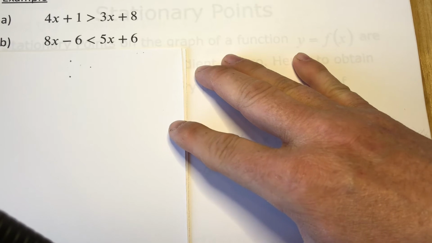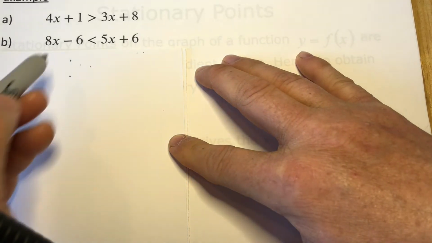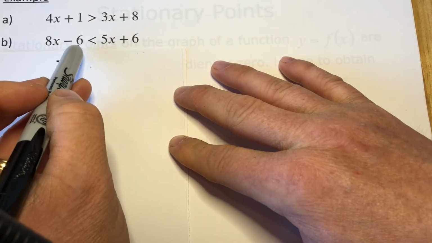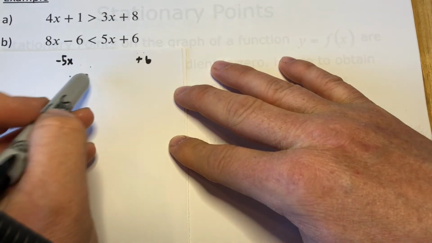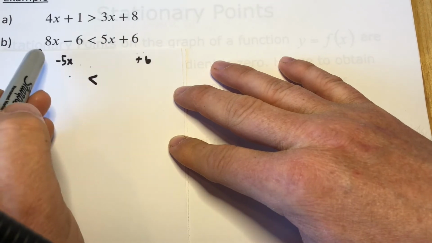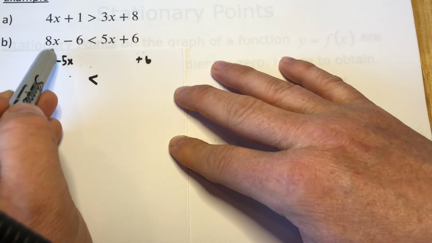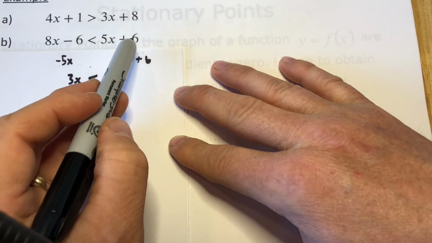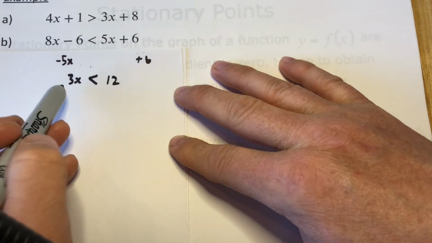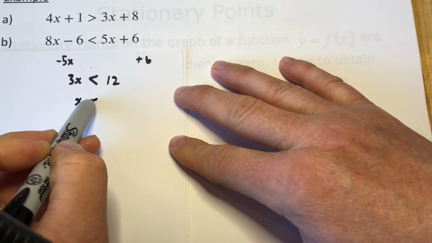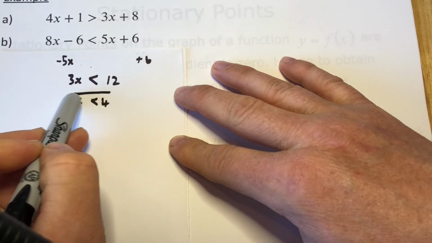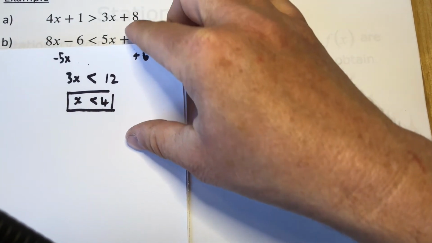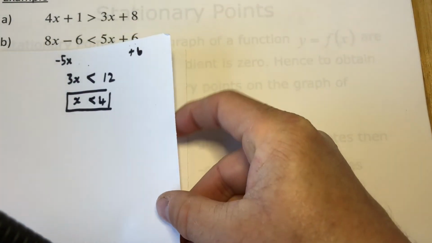Second one. Along the same lines, if I move the 5x to the other side, it becomes a take 5x. If I move the 6 to the other side, it becomes a plus 6. So we've got the less than symbol here. We've got 8x take 5x is 3x, less than, and 6 and 6 makes 12. And go through your 3 times table, x is less than 4. Second one, done.